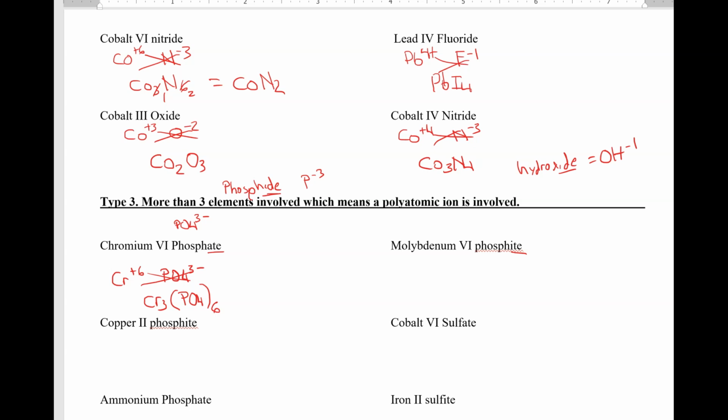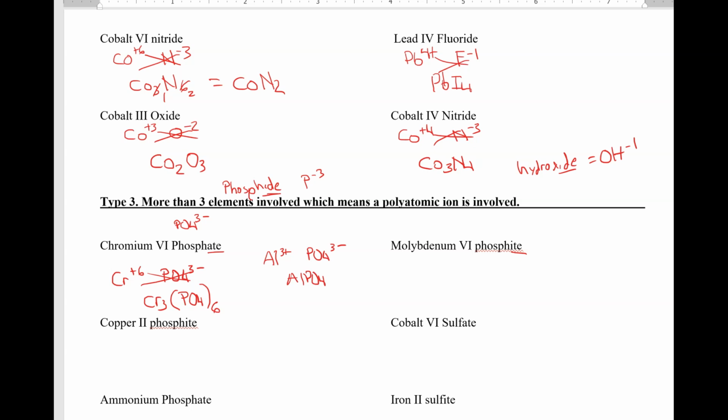If this was, let's say, aluminum phosphate, aluminum is a positive 3, phosphate's a negative 3. When you crisscross, remember if it's the same charge, 1-to-1, you don't have to put parentheses around it. The reason you have to put parentheses is when you have multiple of them. Here you just have a single one. You just have one PO4. So be aware of that. Don't get parentheses happy and put it on everything. That's the most common thing I see.